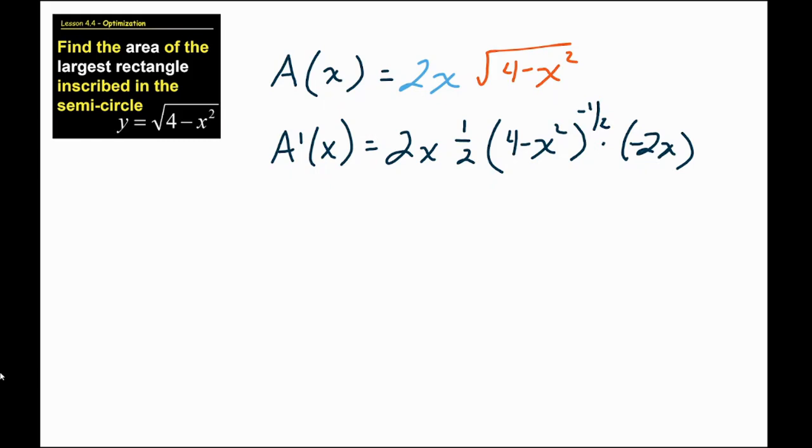Fun stuff. I still have the second times the derivative of the first. I'm going to write it backwards, though, because the derivative of the first is just 2, and the second is still the square root of 4 minus x squared. Now, at some point I'm going to have to decide if I'm going to write it with exponents or with square roots.